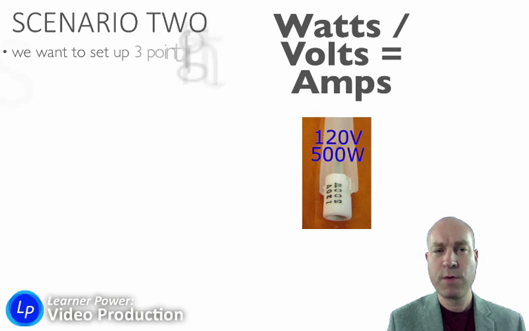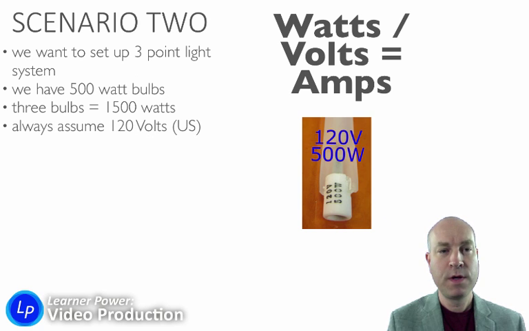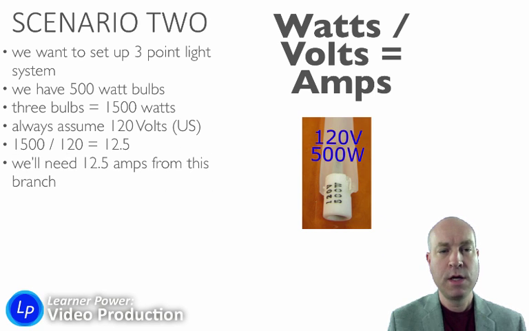So we got a 500 watt bulb. And of course, we want 3 of these things for a 3-point light system. 3 bulbs times 500 watts each equals 1500 watts total. Always assume 120 volts because we're in the United States, and plug the numbers into our formula. We get 1500 divided by 120 equals 12.5 amps. That's how many amps we're going to need to run all this. All right, so that's what it says there, 12.5 amps.